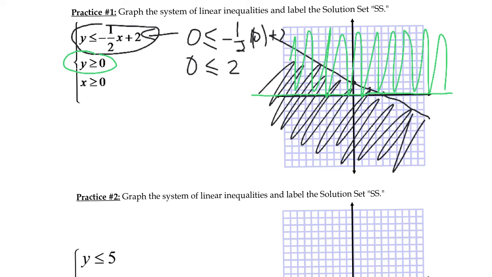So our final question is, let's take a look at the last inequality, x greater than or equal to 0. x equals 0 is a vertical line that goes through the origin. Since we have a greater than or equal to sign, it will be a solid line. So draw a solid line.